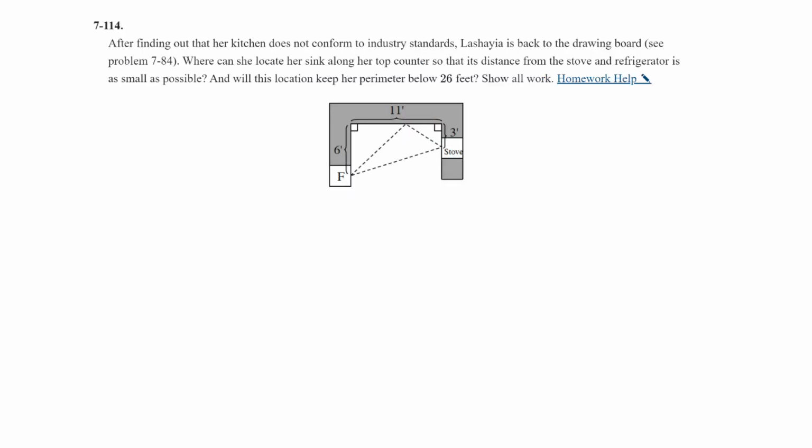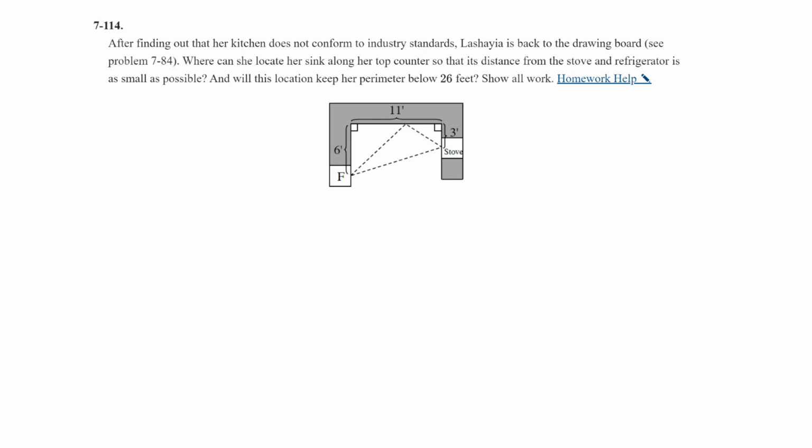Question 114. After finding out that her kitchen does not conform to industry standards, Lashea is back to the drawing board. Where can she locate her sink along her top counter so that its distance from the stove and the refrigerator is as small as possible? And will this location keep her perimeter below 26 feet?